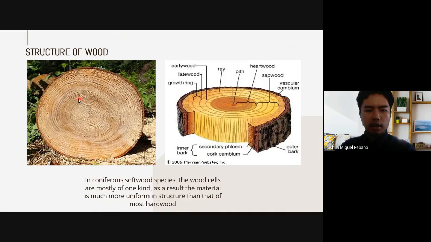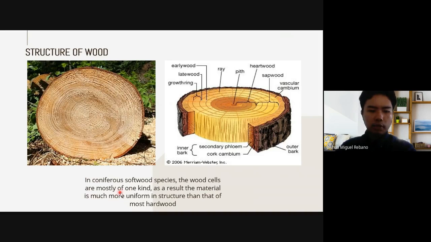So next is a sample of the log, which shows the inner parts. First, we have the outer bark, the first layer; the second is the inner bark, which consists of the secondary phloem and cork cambium. Next is the vascular cambium, which is the ring here, and the yellow layers here are sapwood. The darker ones are called heartwood, and its center is the pith. These vertical diagonal lines here are called the rays, and these circular lines are called the growth rings.